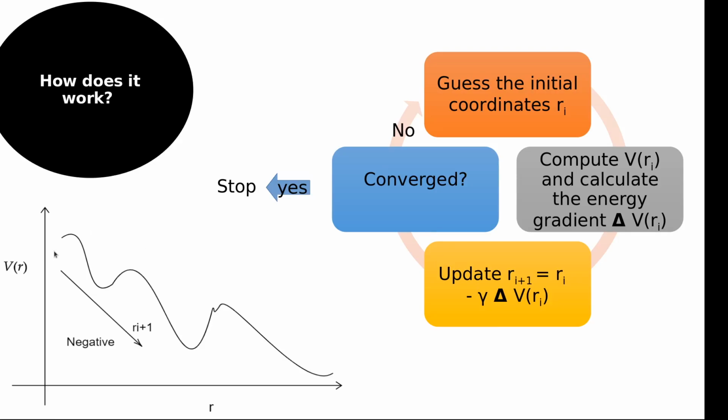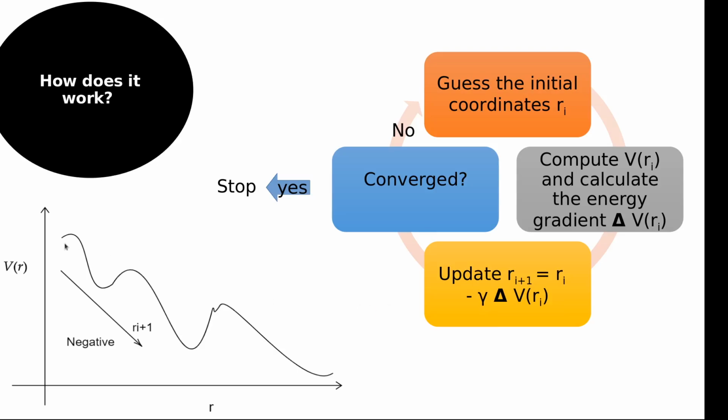So as I said, we first have the initial coordinates R, and then we calculate the change in the energy, which we call delta V, with the change in the coordinates, and then we update our coordinates. We call it Ri plus 1, which equals the initial coordinate minus some scalar gamma multiplied by the gradient, or the change in the energy. This is the scalar which determines how fast I'm going during my optimization or minimization process.